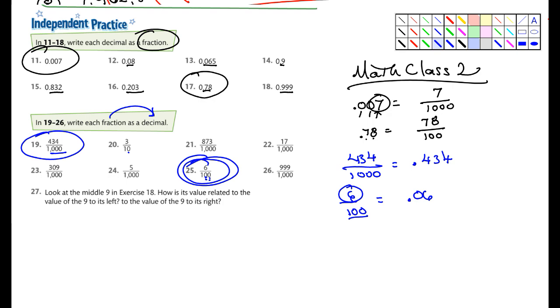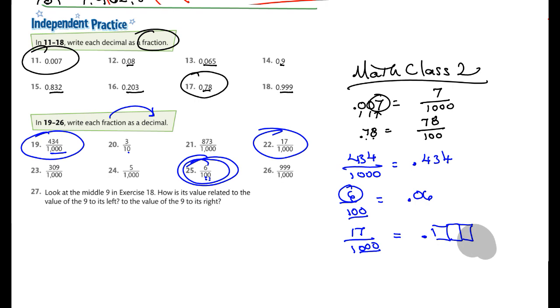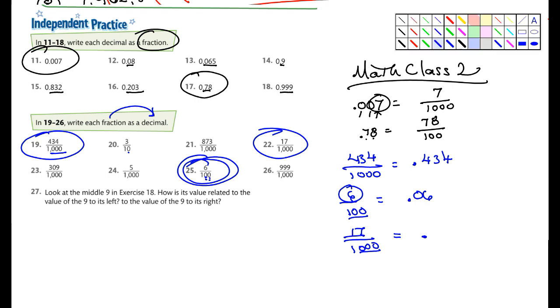Let's do one more. How about number 22? That's 17 over 1,000. Okay. In decimal form, how many places are we talking about? We're going all the way to the thousandths place. We're going to the tenths, hundredths, thousandths. So the thousandths place. All right. But they're only giving us 2 digits here to work with, 17. So the first number is going to be 0, and then 17. All right.